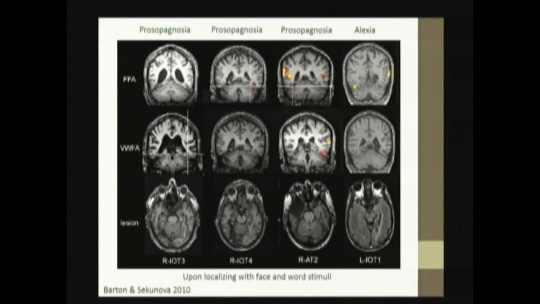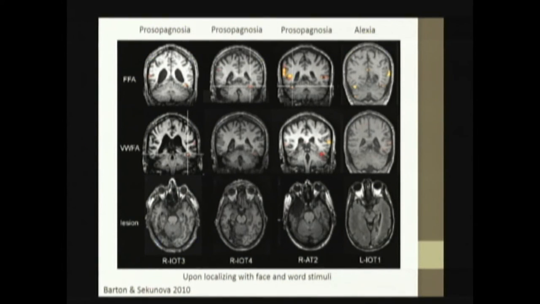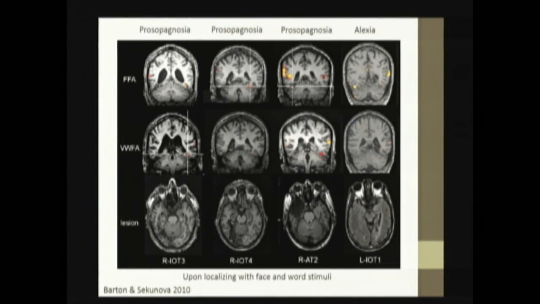Here we go. This first patient here had a right inferior occipital temporal lesion and had prosopagnosia, could not recognize faces. This patient here also had prosopagnosia and had trouble recognizing faces. This patient here also had prosopagnosia, but had an anterior temporal lesion. You can see the anterior temporal is missing. It's not like this one here. And this patient had a left-sided lesion, but it was a bit medial.